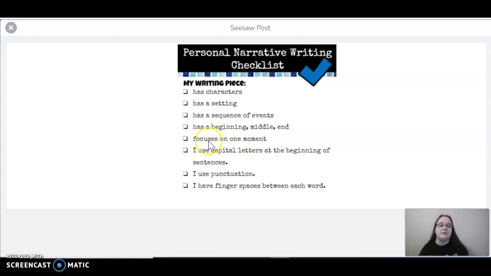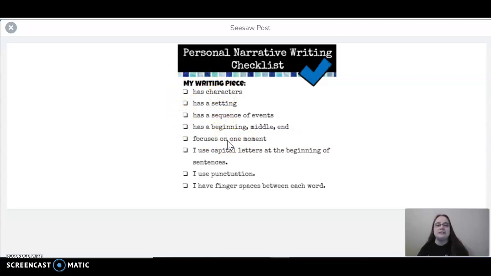Then the last one for what would be considered revising, so remember that focuses on the content of your writing, is that you focus on one moment. So what that means is that if I'm writing about decorating a Christmas tree, I'm not going to go off and start talking about Disneyland or Sonic the Hedgehog or anything else that doesn't have anything to do with my writing. So all the first 5 items on our checklist have to do with revising.